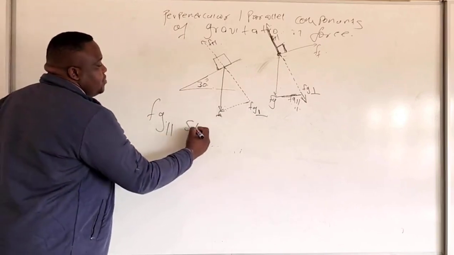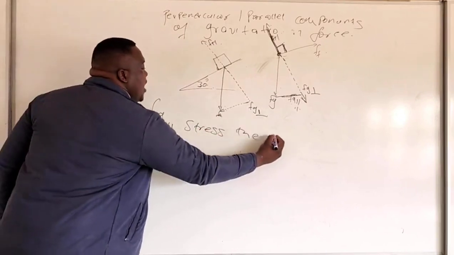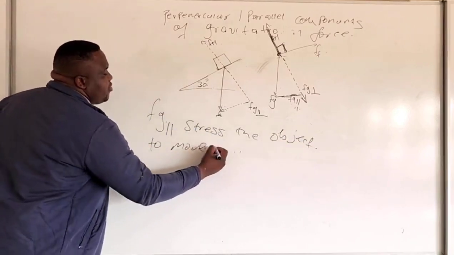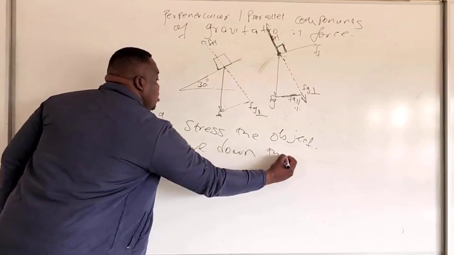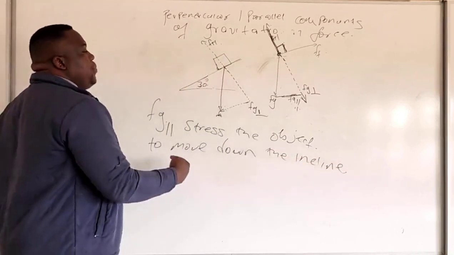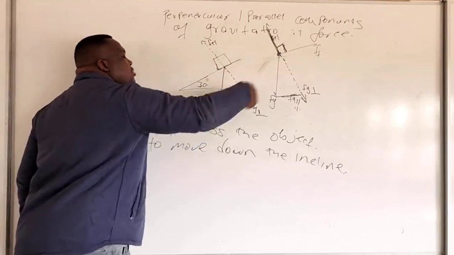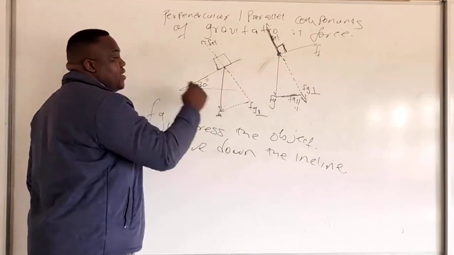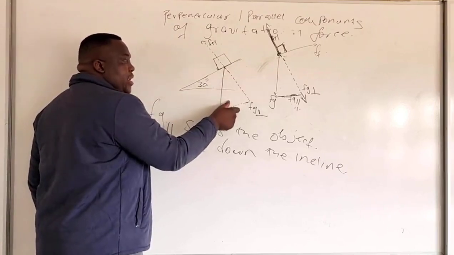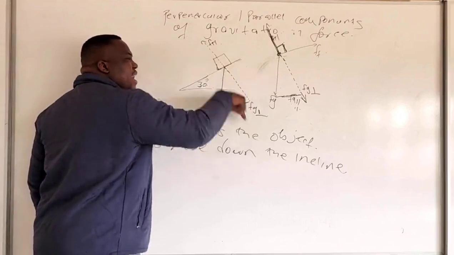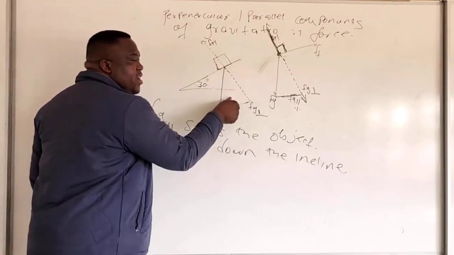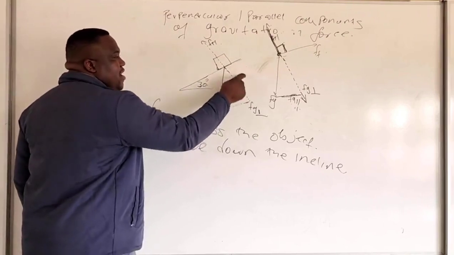FG parallel stresses the object to move down the incline. Because FG parallel is saying move down to the object, it is stressing it. But FG perpendicular is fighting FG parallel, it's saying don't move down, get attached to the surface. So FG parallel and FG perpendicular, they're not friends, they're fighting.